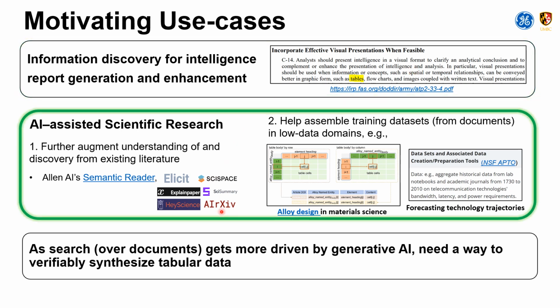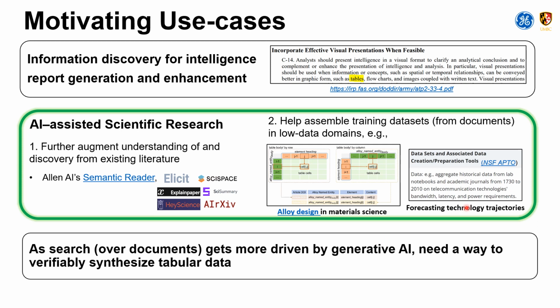Likewise, with the emergence of AI-assisted scientific research, discovering scientific tables becomes more important to a company like GE, which operates with the fundamental sciences, particularly in domains like materials science, where data sets are scarce and hard to come by. As an example, when designing new alloys, one typically needs to combine data from multiple such tables present in the literature in order to assemble a quality data set, as depicted here.